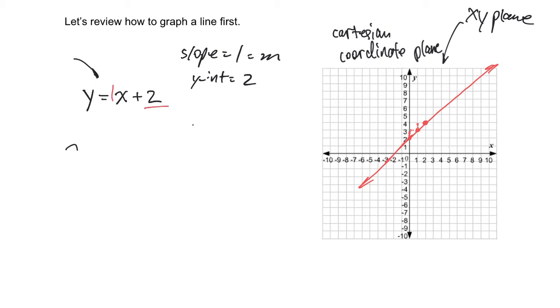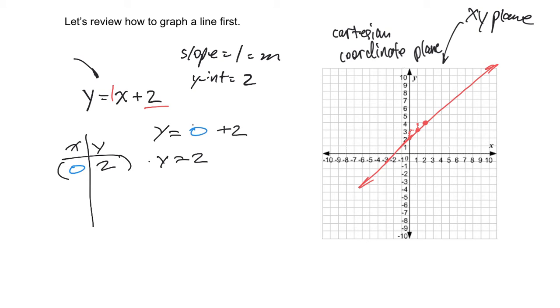Another way to do this would be to make a table, xy values. So if x is 0, I plug that in, I get y equals 0 plus 2. That means y equals 2. And this is a point. Our x-coordinate is 0, our y-coordinate is 2. And you see that if our x-coordinate is 0, we stay along the y-axis and we go up to 2. That's where we were. If our x is 1, let's find out what our y is.